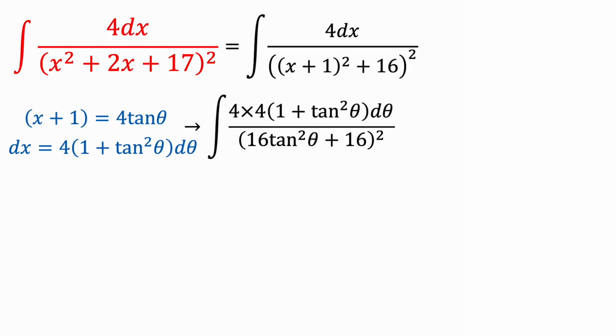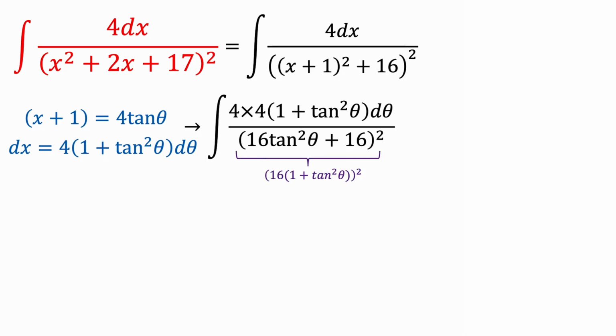Okay, let's move to the denominator. In the denominator, I'll replace x plus 1 with 4 tangent theta. Since it's squared, it becomes 16 tangent squared theta plus the 16 right next to it, which we're very pleased with. We look at this and see, oh wow, they're all common coefficients. Okay, now we can factor out 16 from this.